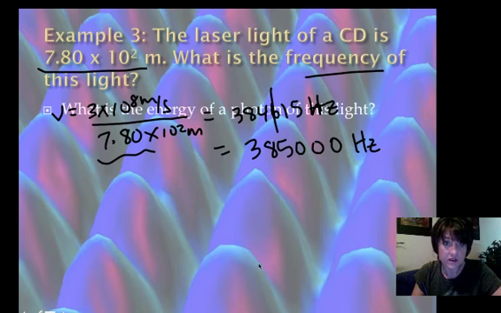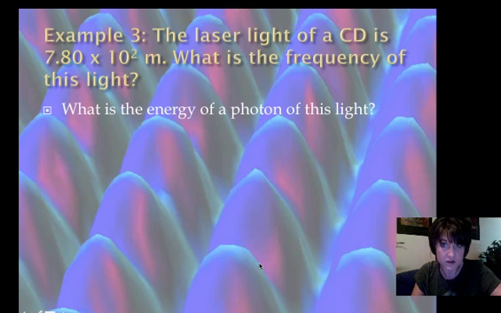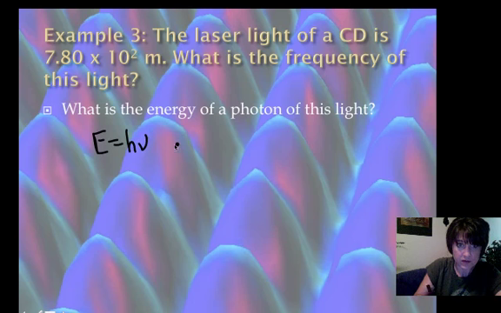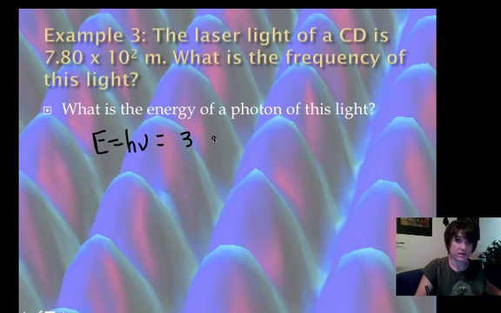So now the question says, what is the energy? Let me move my writing out of the way so we can see the question. What is the energy of a photon of this light? So we need our energy equation. Energy is proportional to Planck's constant times the frequency. Well, isn't that handy how I already have the frequency stored in my calculator?